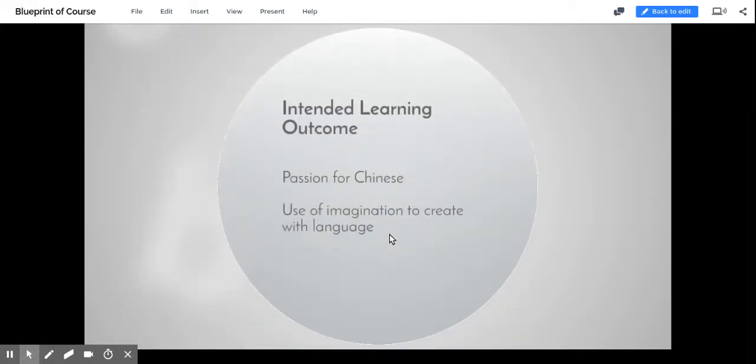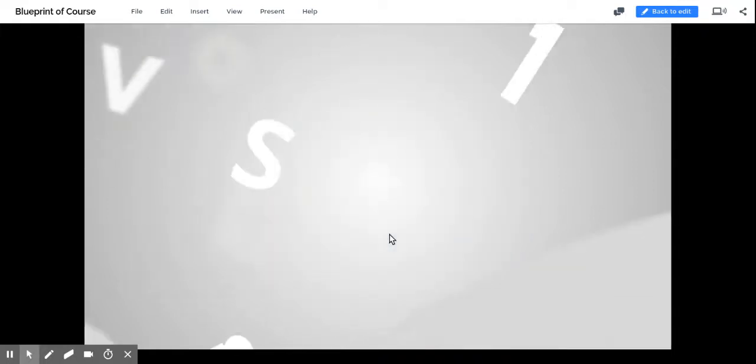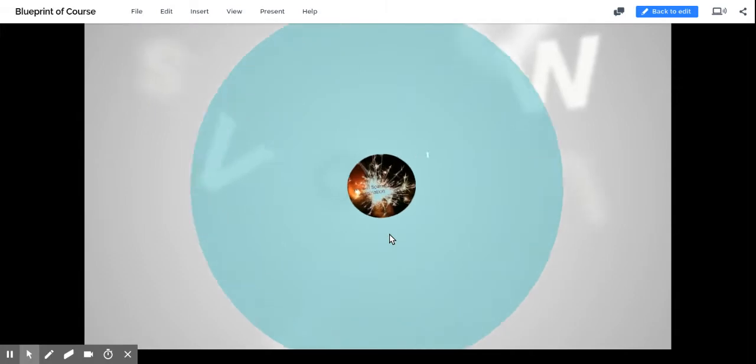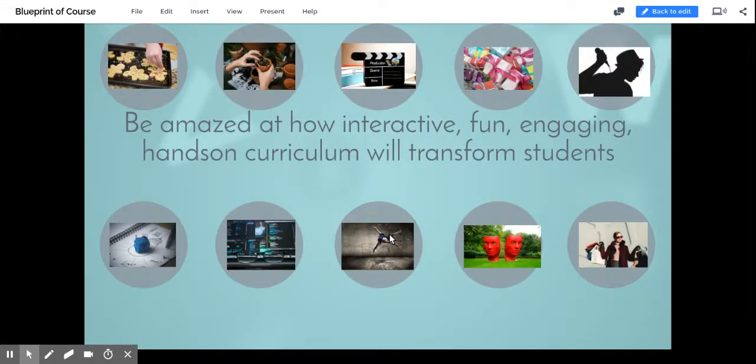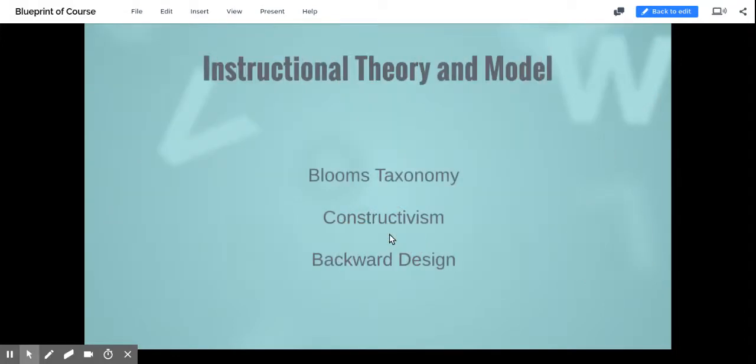We will inspire students to be lifelong learners and have a passion for the Chinese language. Our goal is to help students reach their full potential by inspiring them to create with language. We will spark students' imagination. Interactive, fun, engaging, hands-on curriculum has the power to transform students. These 10 modules are carefully chosen to match YCT vocabulary words and follow ACTFL standards and will inspire students to grow in their passion for language.